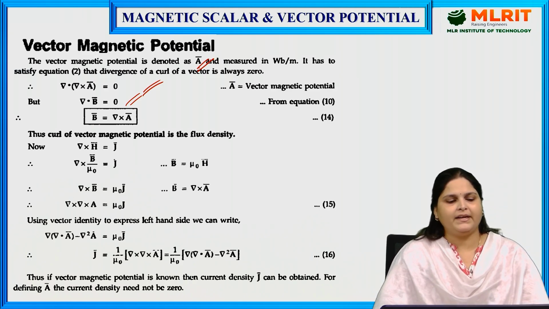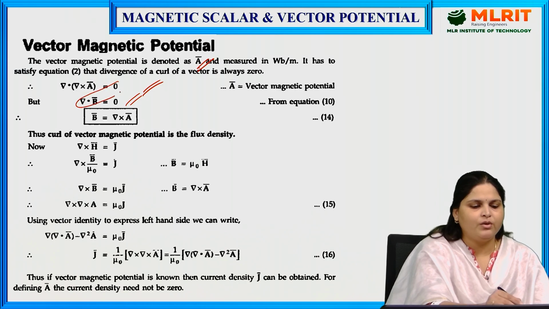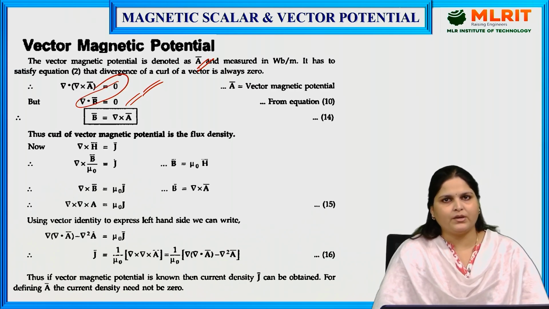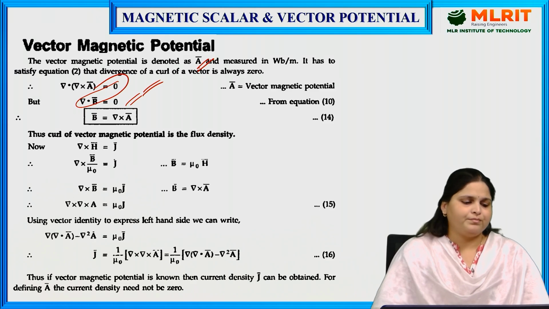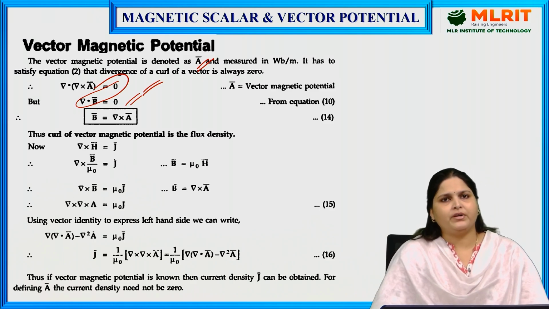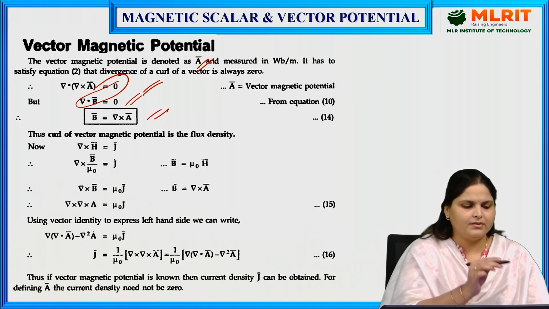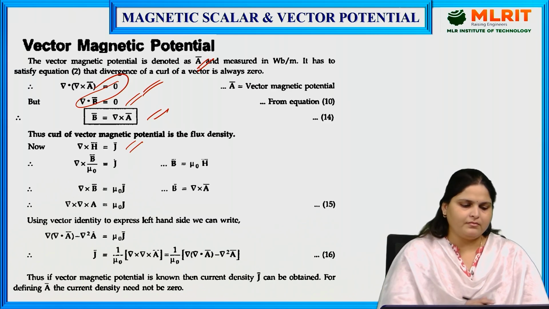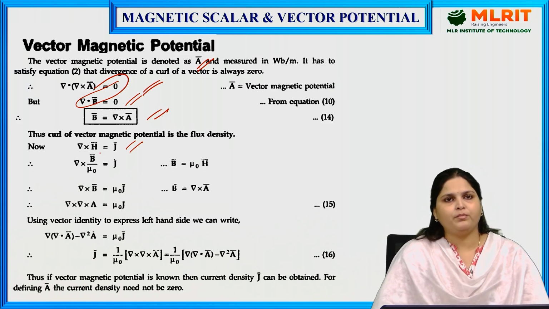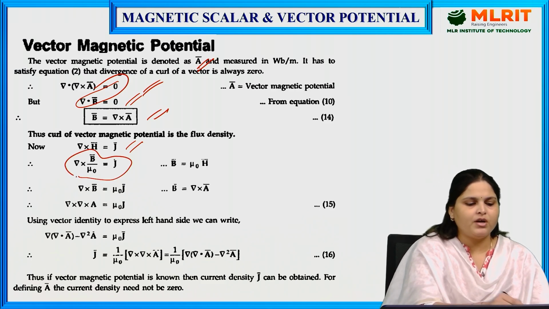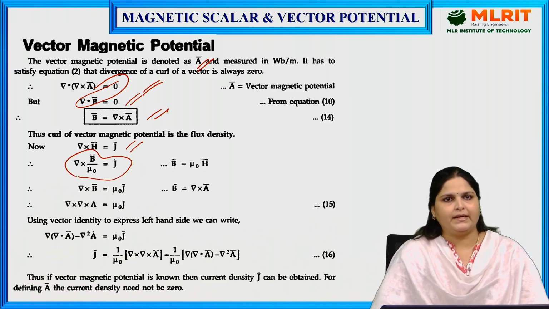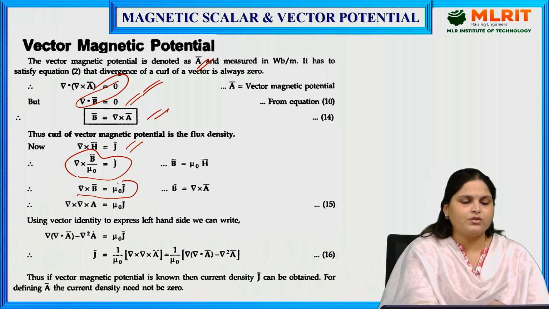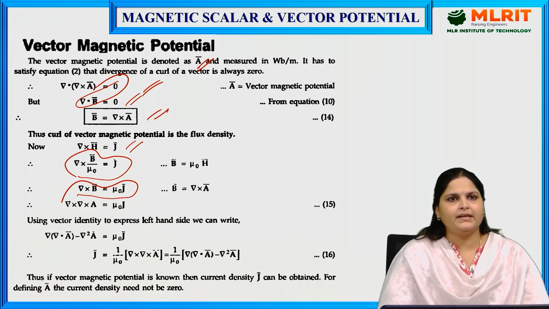So the curl of vector magnetic potential is the flux density, according to this formula. Now, del cross H is equal to J, which we have already known. In place of H, we can put B upon mu naught because B is equal to mu H. So for free space, we can write del cross B upon mu naught is equal to J. And this becomes del cross B is equal to mu naught J, where J is the current density.